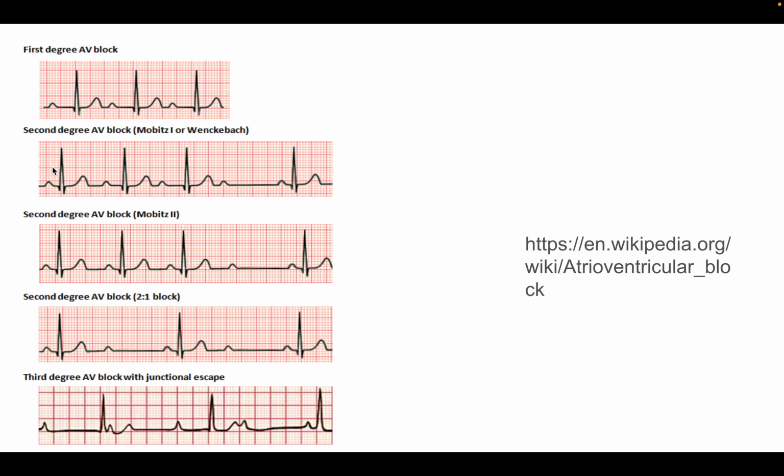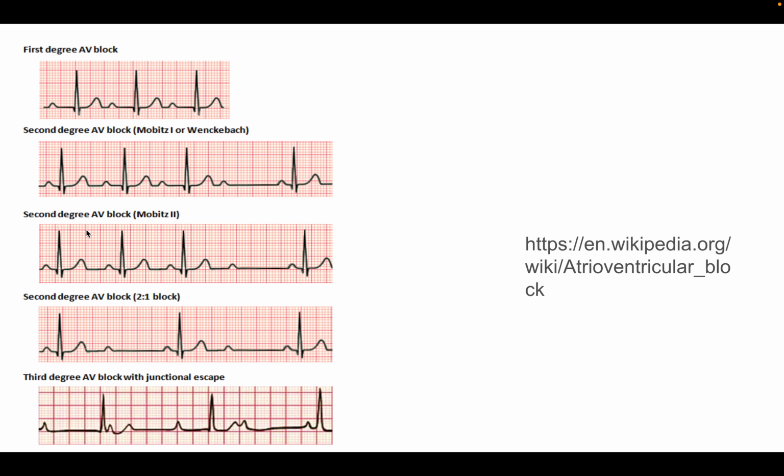So we see right here a second degree. This might look a little normal. It might be just a hair off. But look, this next one's even longer. Oh gosh, this next one's even longer. And then boom, all of a sudden, one of these impulses doesn't go through the AV node. And then it's kind of like a repeating cycle from there. But see, right here, this is a Wenckebach, a Mobitz 1. Longer, longer, and then drop. Then you have a Wenckebach or Mobitz 1.